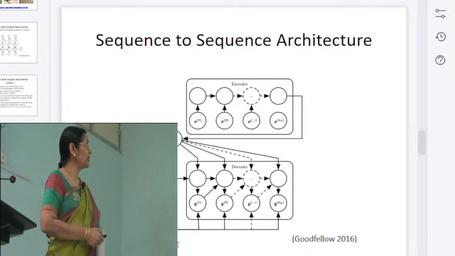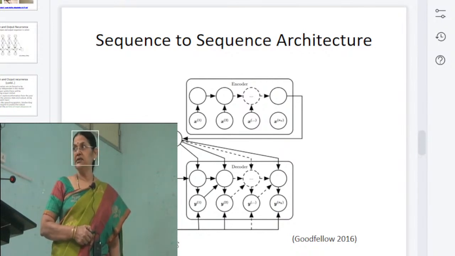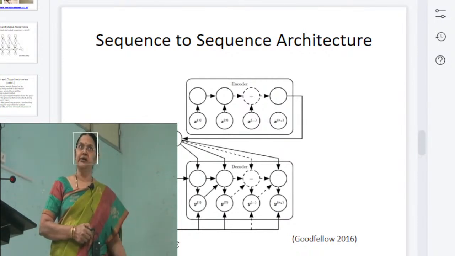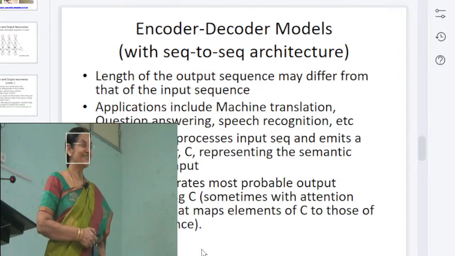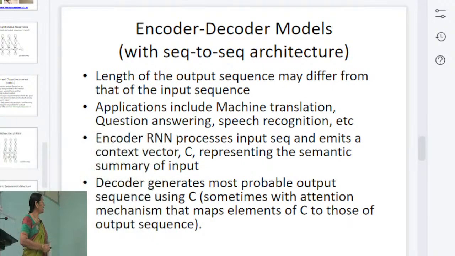The applications include machine translation, question answering, when a question is asked, like I think you have all experienced with ChatGPT. When you ask a question, it will answer by giving essays, isn't it? And speech recognition, in all these cases, different length sequences will be generated in response to the input sequence. So, the encoder, an RNN, processes the input sequence and emits a context vector C representing the semantic summary of the input, and the decoder generates the most probable output sequence using C.